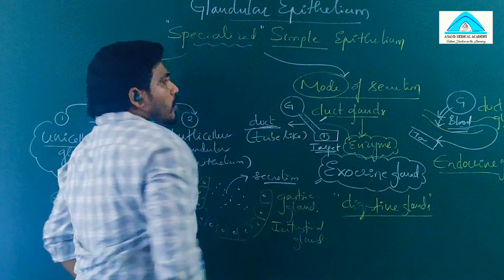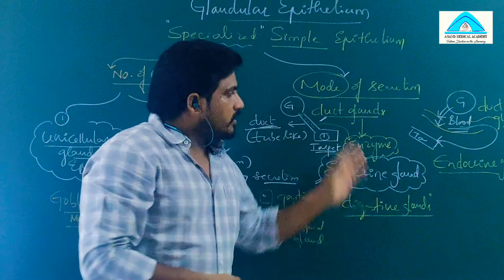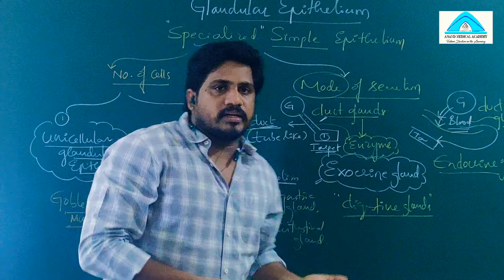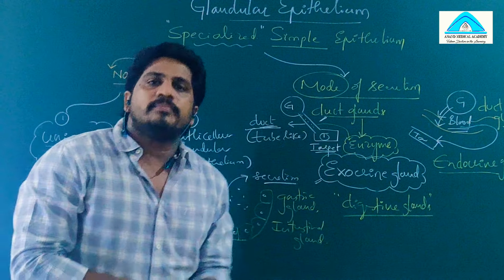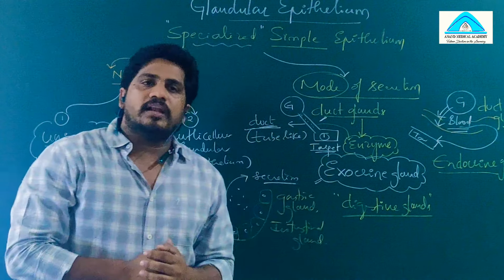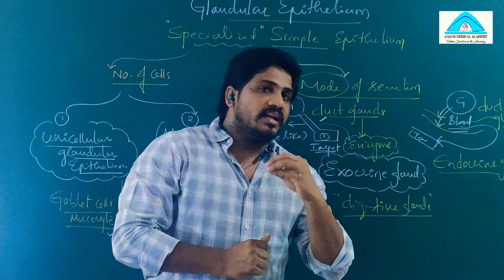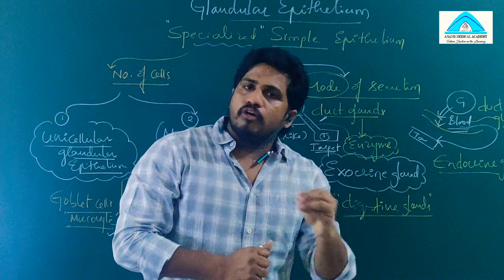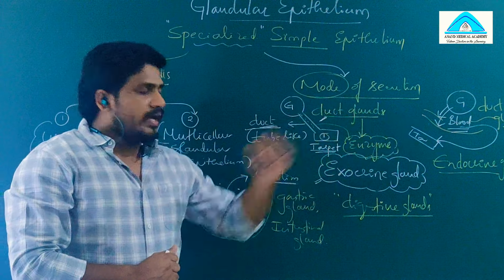Here we talked about mode of secretion. Their mode of secretion is through a duct. Their mode of secretion is without a duct. So without duct they are called endocrine glands. Examples for endocrine glands: pituitary gland, hypothalamus, epiphyseal gland, thyroid gland, parathyroid gland, adrenal gland, and gonads like testes and ovaries. All this comes under examples for endocrine glands.